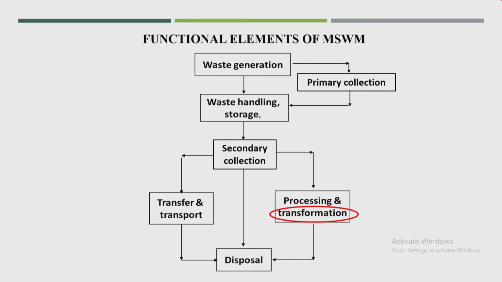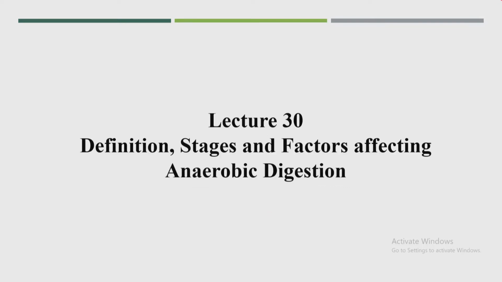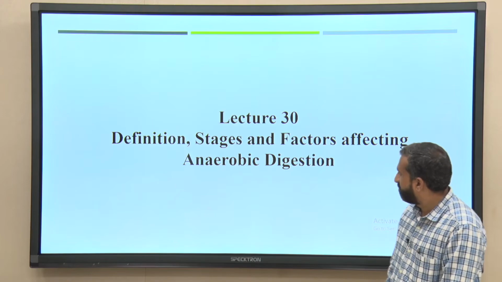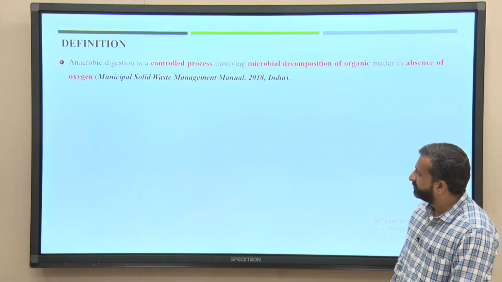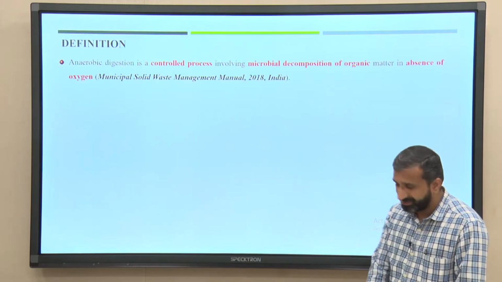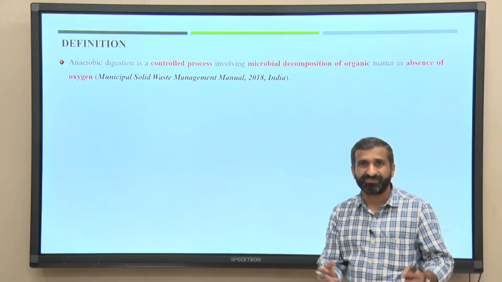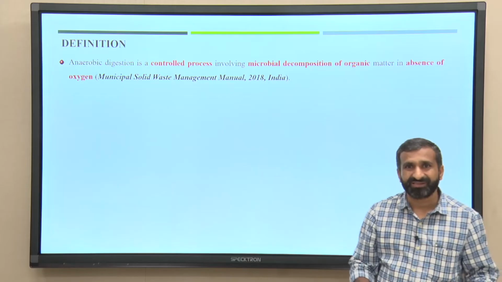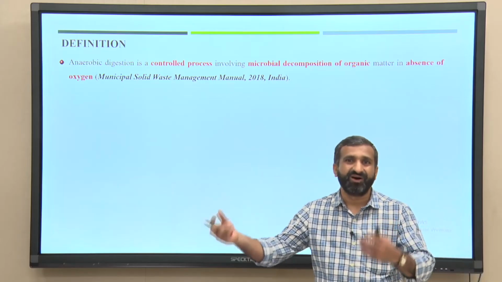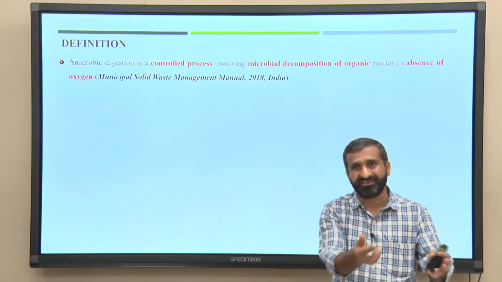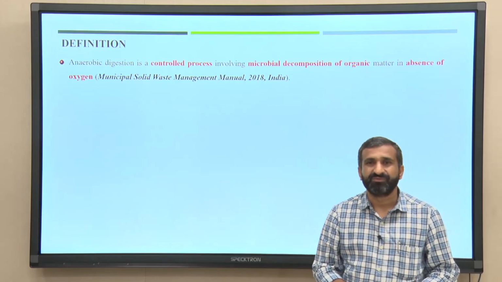So, we are at the transformation. Today's lecture is on the definition, stages and factors affecting the anaerobic digestion process. First we will go for the definition. Like the composting process, which I explained is an aerobic process, the degradation of organic matter under aerobic condition is what you can call composting.